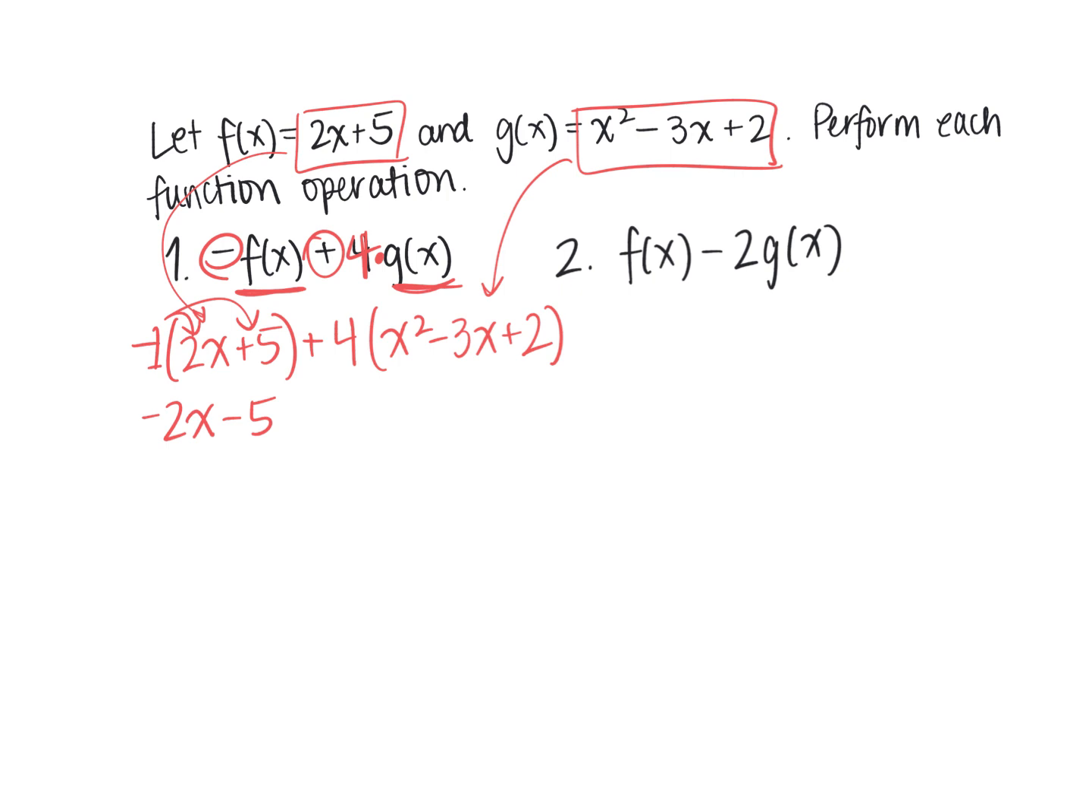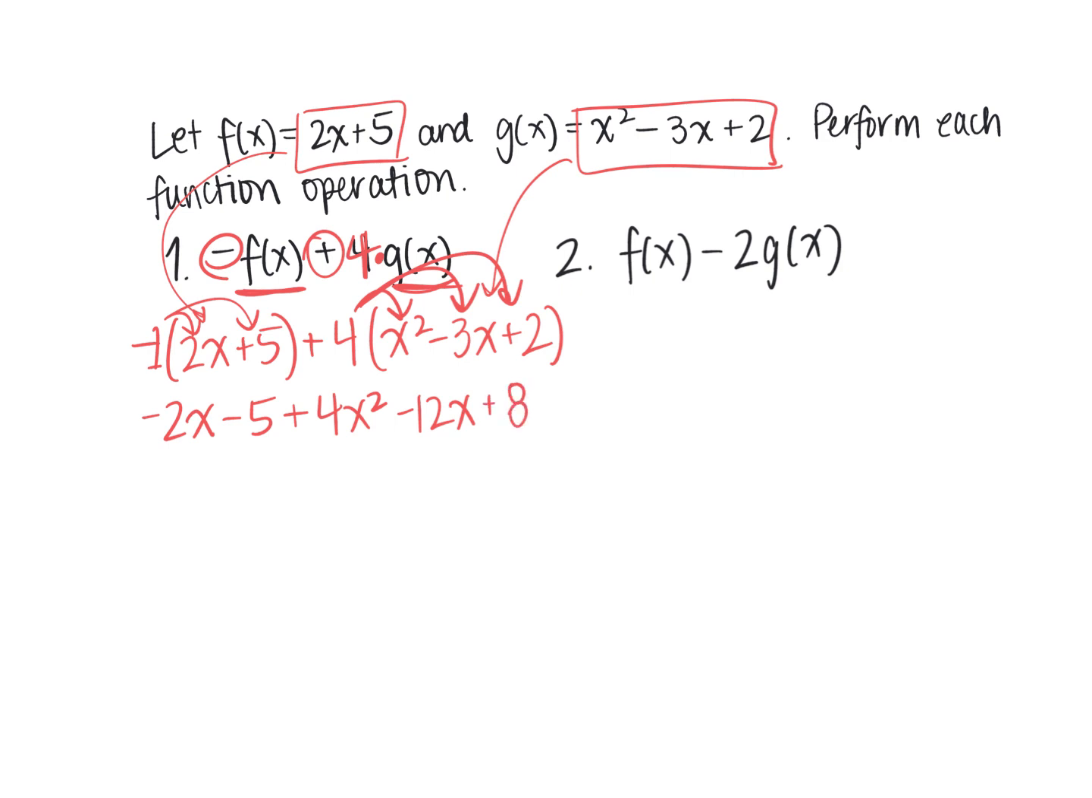Okay, and then I have to take 4 times that expression for g of x. Well, I'm not just taking 4 times x squared, I'm taking 4 times every single piece. So I need 4 times of the x squared, 4 times of the negative 3x, and 4 times of the positive 2. So again, it's like distributing that 4 to all your terms. So 4 times x squared is 4x squared. 4 times negative 3 is negative 12x. And 4 times 2 is positive 8.